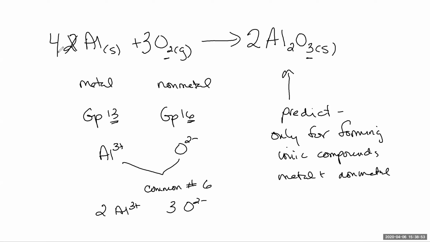If it's not a metal and a non-metal, the product will be given to you. You do need to be able to recognize them. And again, the key is only one product.